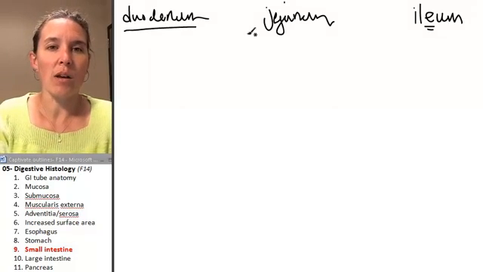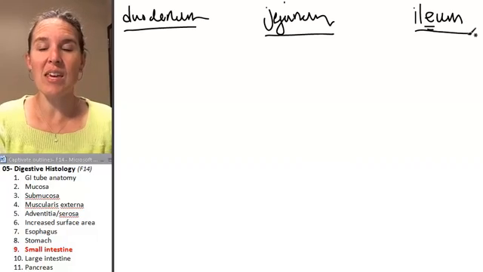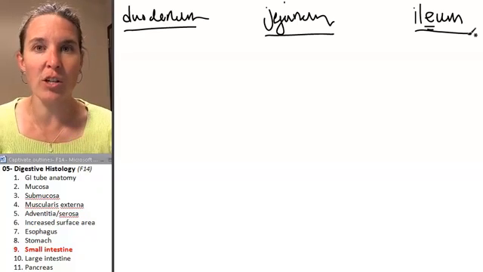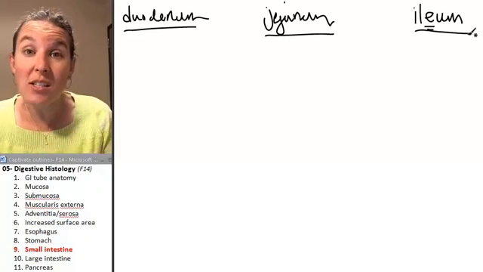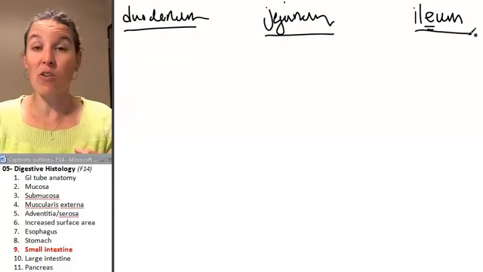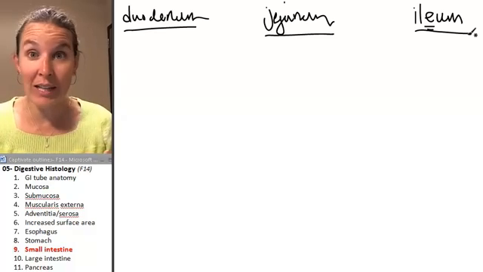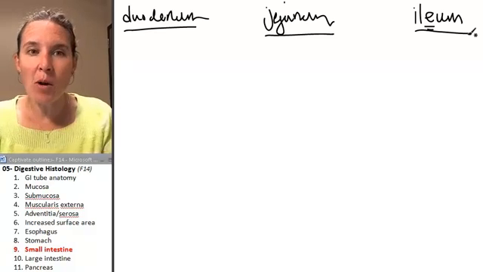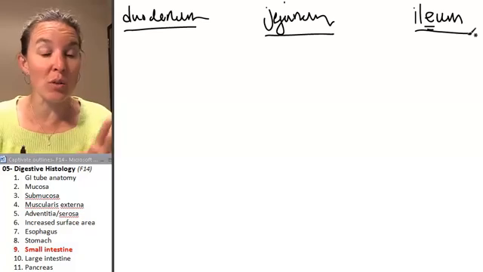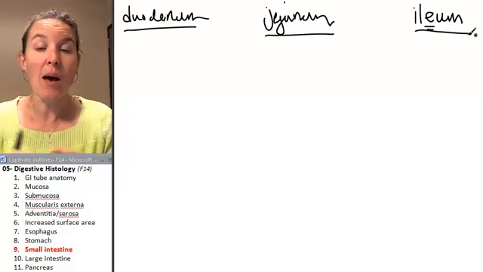Now, I'm going to tell you the characteristic things that you're going to look for in each of these. They're all parts of the small intestine. They're all going to have villi. They're all going to have microvilli. They're all going to have all of our layers. All of them are lined with simple columnar epithelium. All of them have 2 layers of muscularis mucosae.